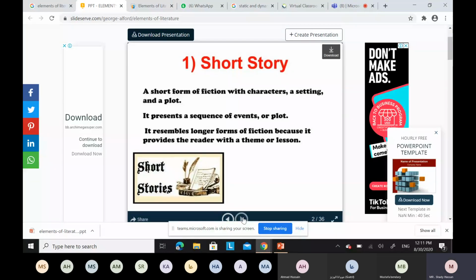When we are defining the short story, it's a short form of fiction with characters, setting, and plot. It presents a sequence of events or plot. It resembles longer forms of fiction because it provides the reader with a theme or lesson.